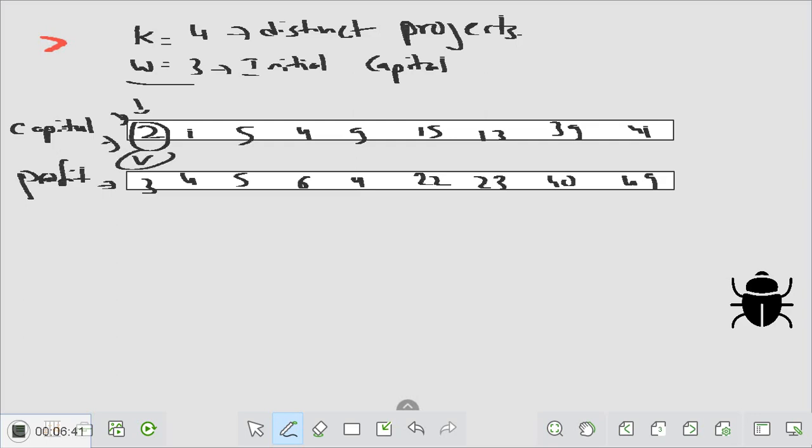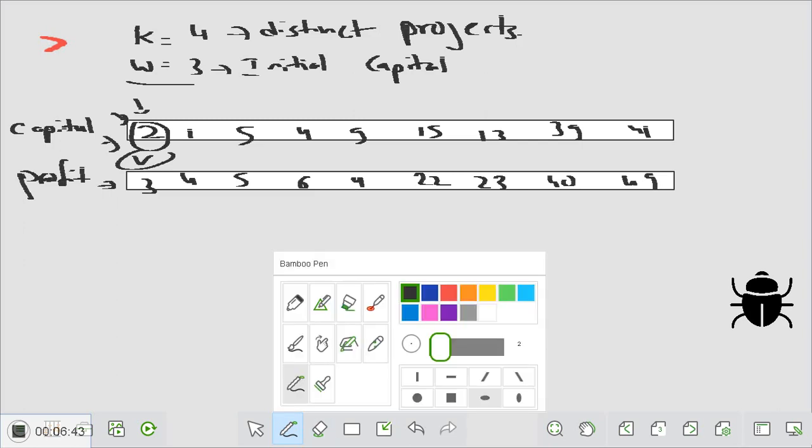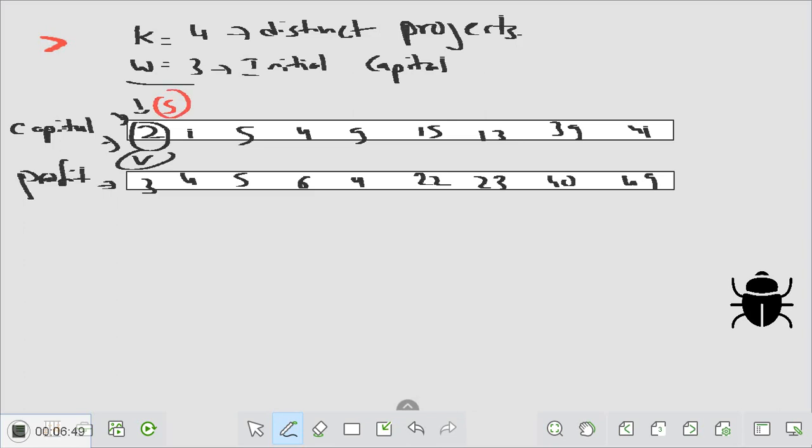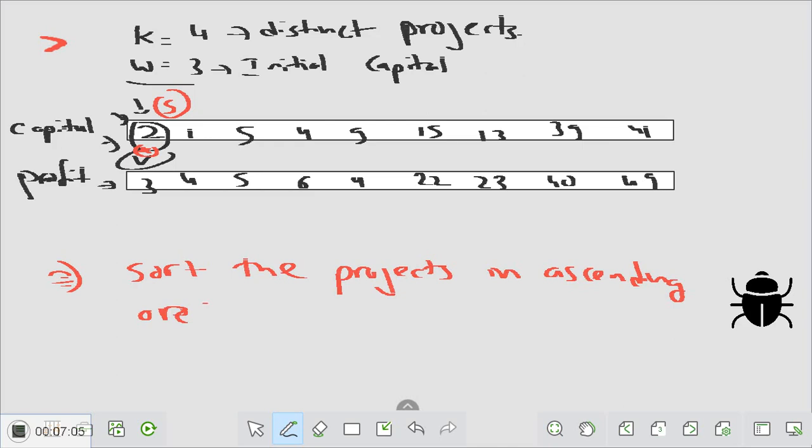But if instead of this 2 we have 5 here, can we start with this project? No, we cannot start with the project. So the first intuition that comes to our mind is to sort the projects in ascending order of capital, isn't it?